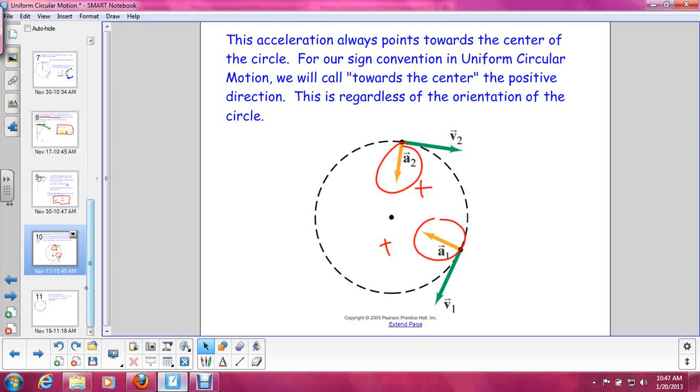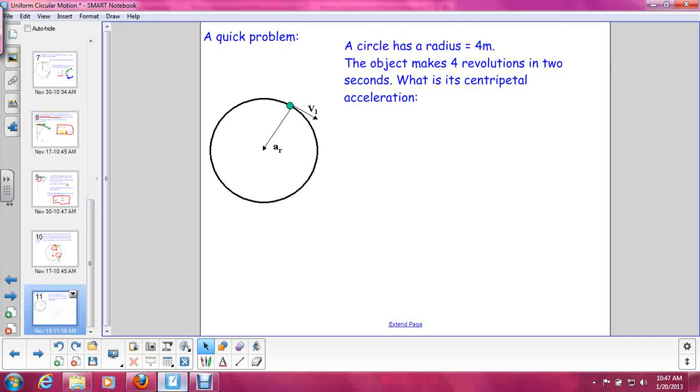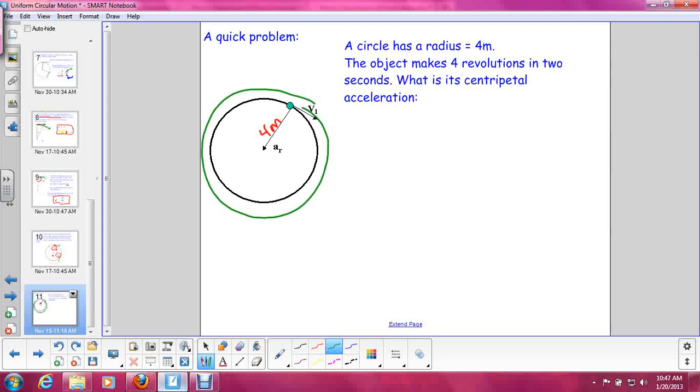So now let's try and apply some of what we've learned today to a sample problem. So we have a circle with a radius of 4 meters. So let's go ahead and label that on our drawing. The radius is 4 meters. And our object, our little green ball here, makes 4 revolutions in 2 seconds. So that means it will start here and it will go around 4 separate times, and it will do that in 2 seconds. 4 cycles in 2 seconds.